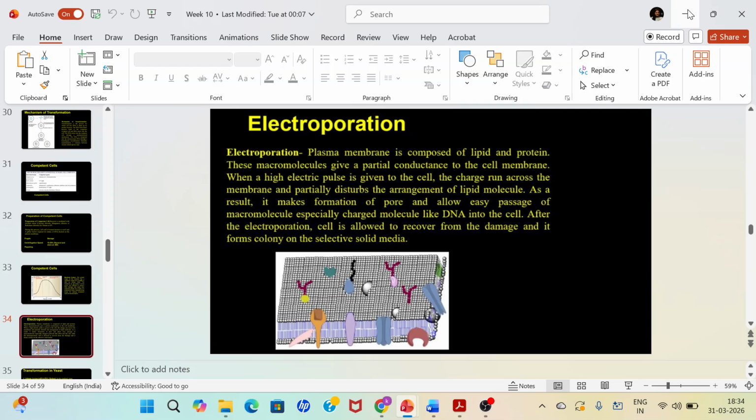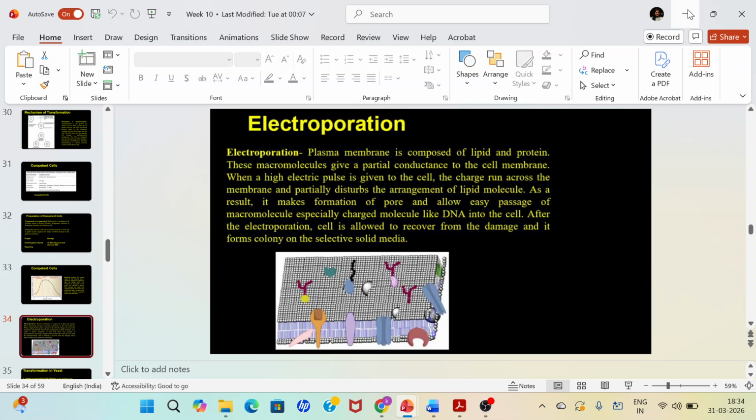Another method for transformation is the electroporation technique. In this, the plasma membrane is composed of lipid and protein, we all know that. And these macromolecules give a partial conductance to the cell membrane. When a high electric pulse is given to the cell, the charge runs across the membrane and partially disturbs the arrangement of the lipid molecules.